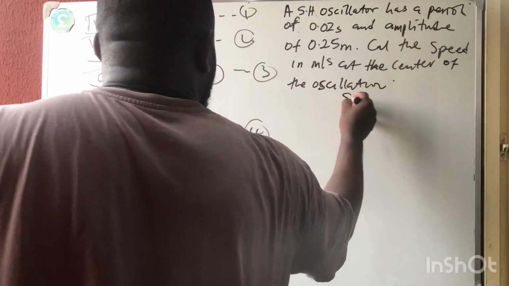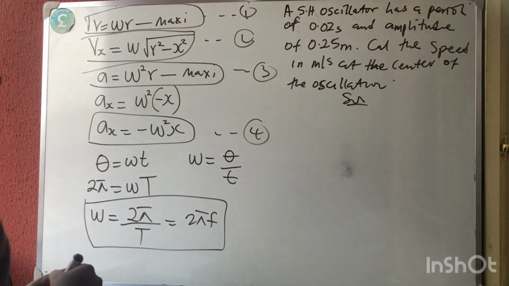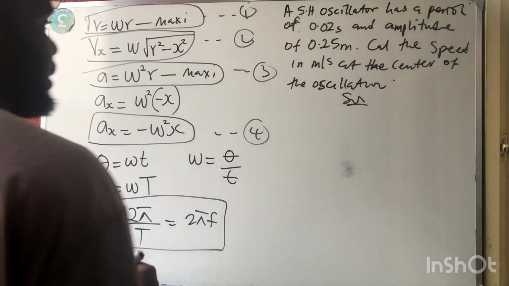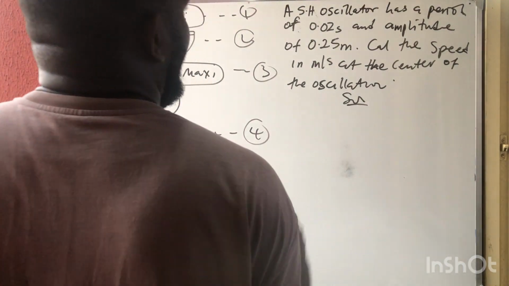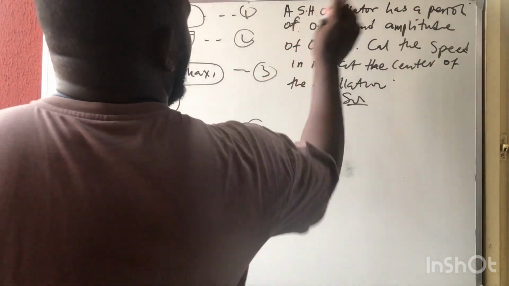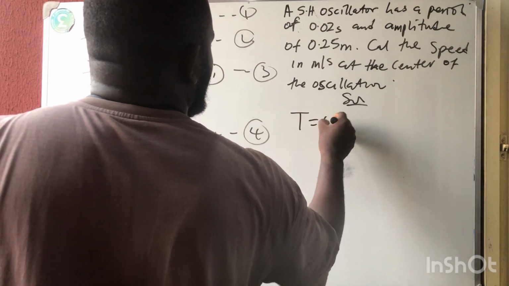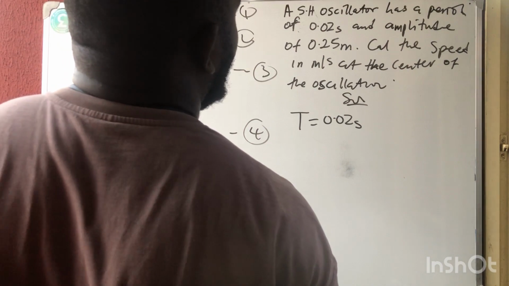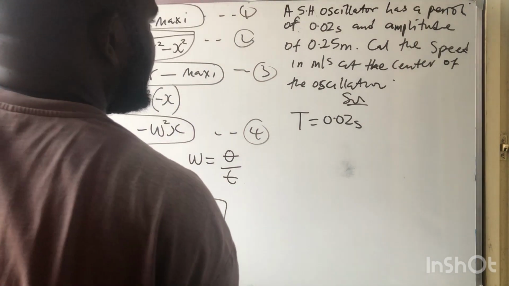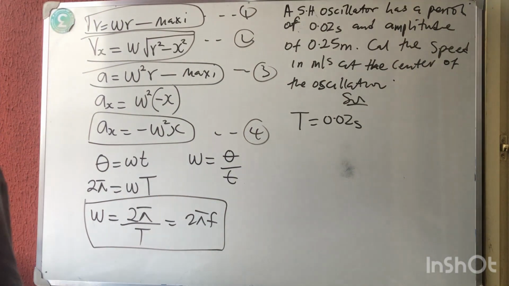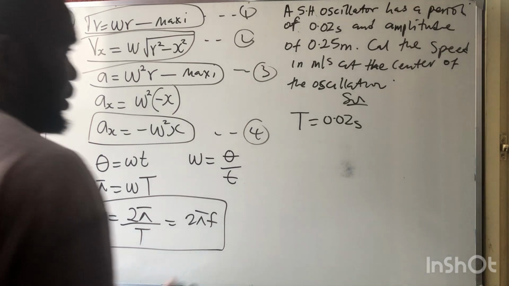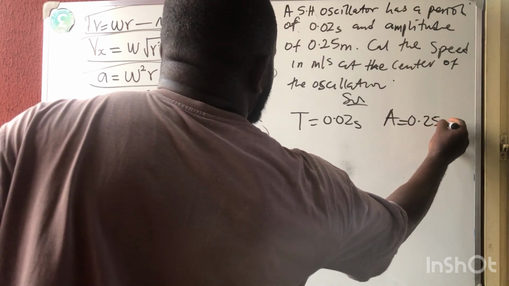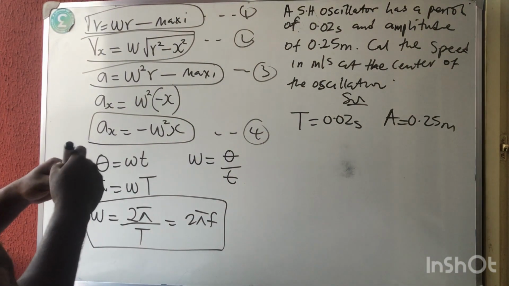Okay, solution. Now what do we have? Let's get our formulas, or what we are given. We are given the period T, that T is equal to 0.02 seconds. What else are we given? They gave us the amplitude A as 0.25 meters. Then they say we should calculate the speed.